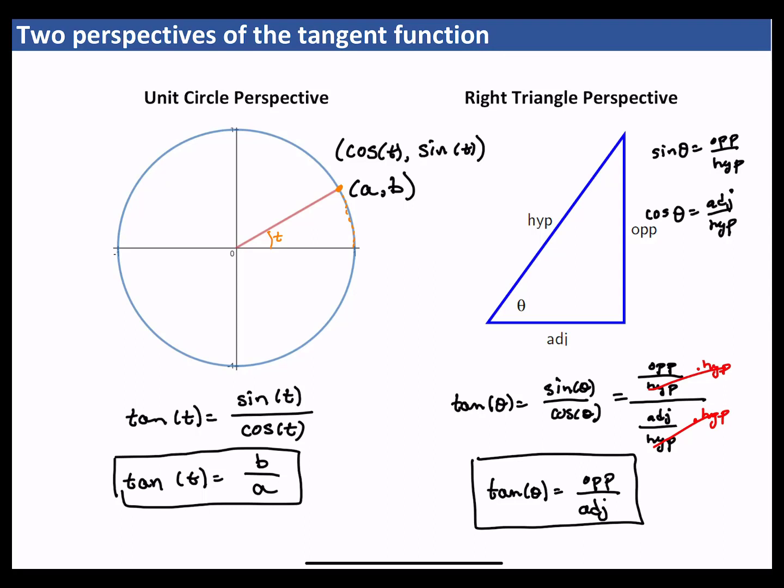So in future videos, we'll use the perspective of tracking the ratio of the y-coordinate to the x-coordinate of a point traversing the unit circle to study the overall behavior and graph of the tangent function. And we'll use the perspective in the right triangle to determine missing values in a triangle.